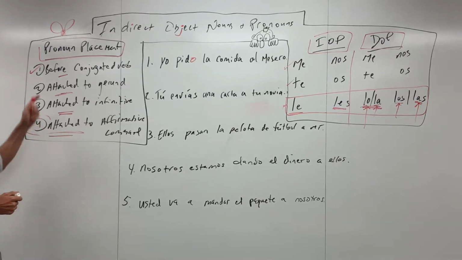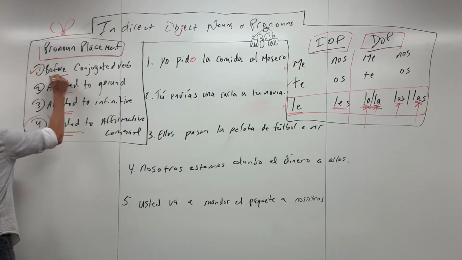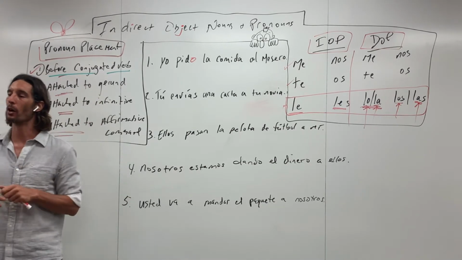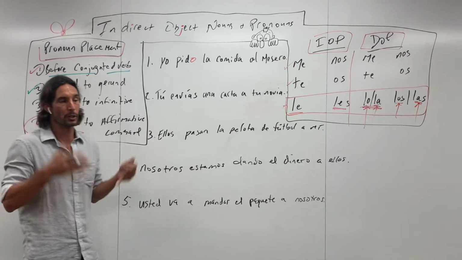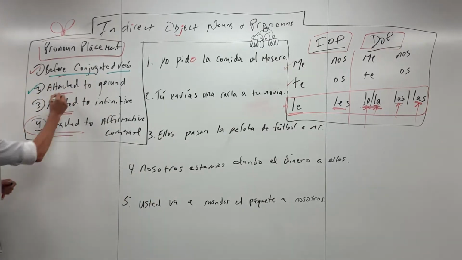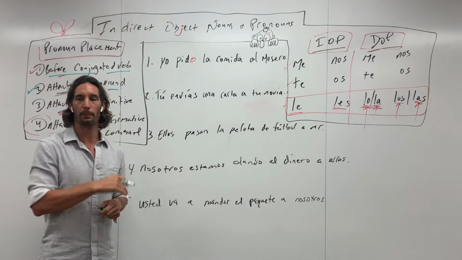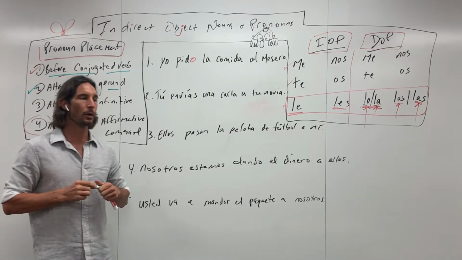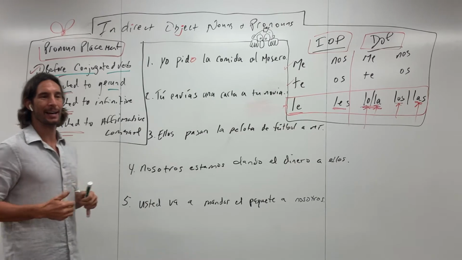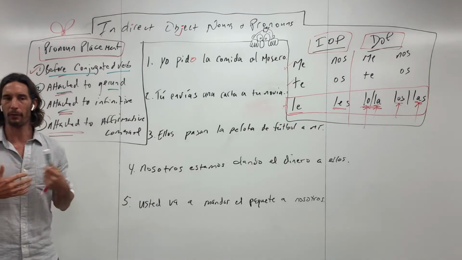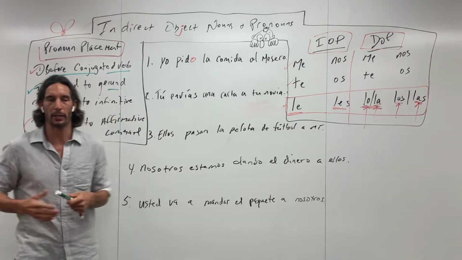And so in terms of placement, it can go before the conjugated verb. So that's a verb that has been conjugated to agree with the subject. It can be attached to the gerund, and the gerund is your ando or your yendo, which is part of the present progressive, or you can just use the gerund sort of in and of itself. And then it can be attached to the infinitive, which is an unconjugated verb, just in case anybody forgot what that word meant. So that's like bailar, vivir, hablar, comprar, whatever verb we want to use, but it's just unconjugated. So that's the infinitive.